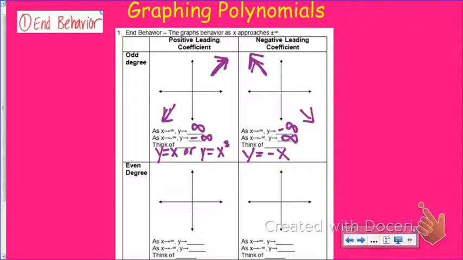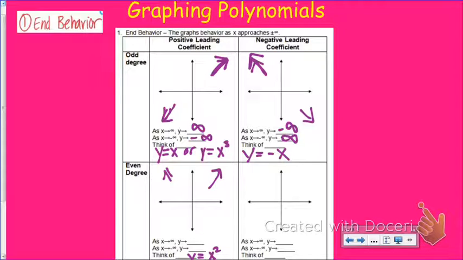Alright, the other end behavior we're going to look at is an even degree polynomial. So an even degree polynomial with a positive leading coefficient, the easiest equation to think about that you know what it looks like would be something like y equals x squared. It looks like a parabola, but if it's positive, both ends are going up. And again, this graph can do anything in the middle.